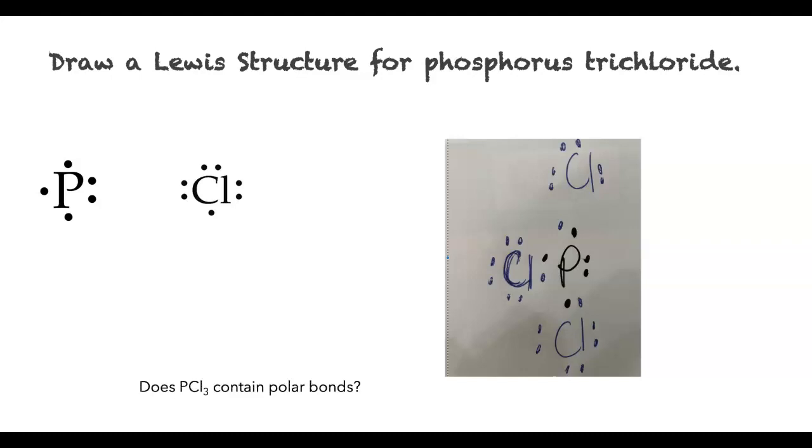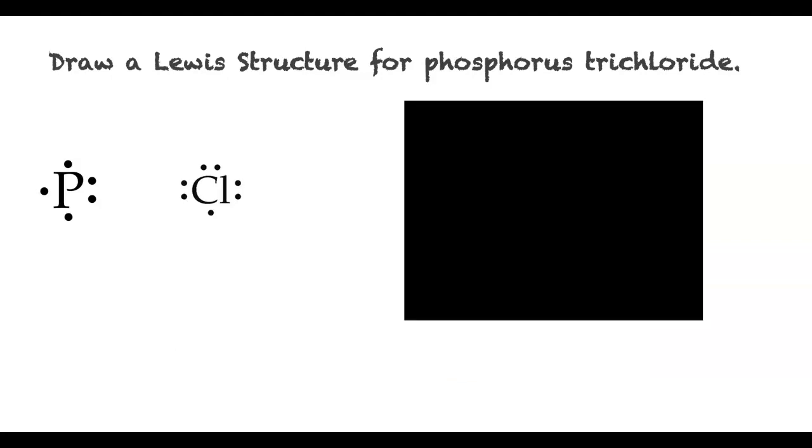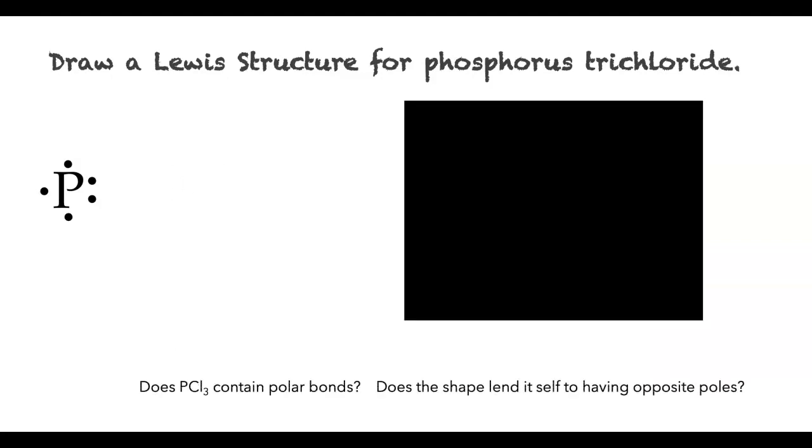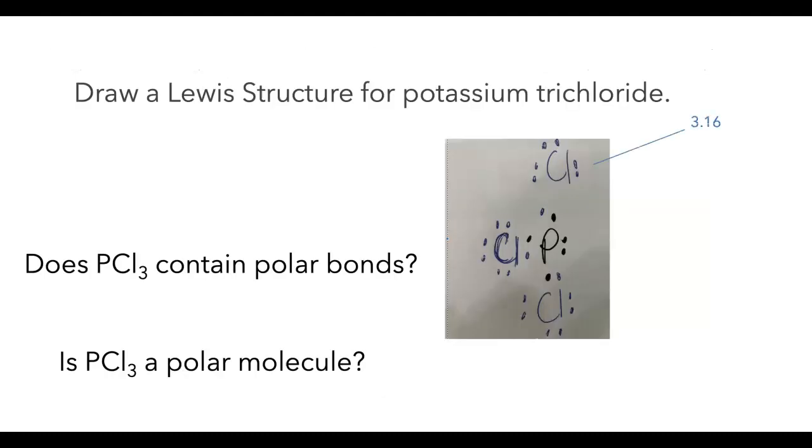Hopefully you were thinking trigonal pyramidal, and it is. Now, does it contain polar bonds? Well, let's look at the electronegativity difference. And then does the shape lend it to having opposite poles? So, of course, chlorine is 3.16, phosphorus 2.19, got a difference of 0.97. So, yes, these are polar bonds. Chlorine is pulling on those electrons more.